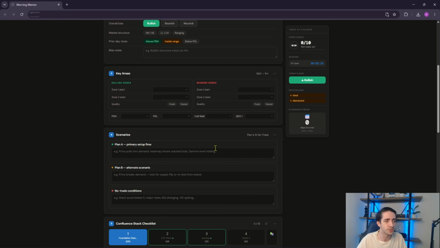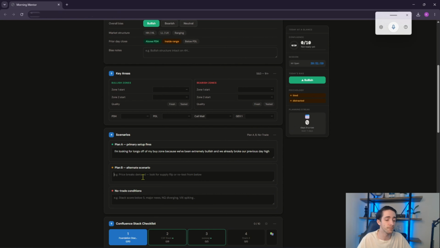I usually advise you do want to write some scenarios, and you can also use the microphone button if you are on a computer that has a microphone to write it out for you. You could hit the mic button. I'm looking for longs off of my buy zone because we've been extremely bullish and we already broke our previous day high. There you go. There is our plan A.